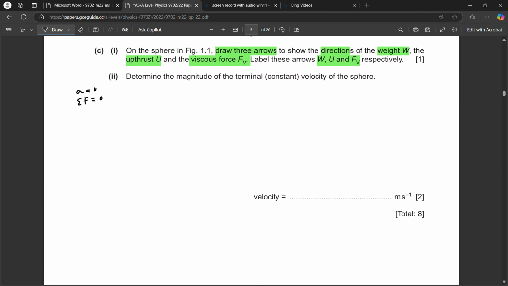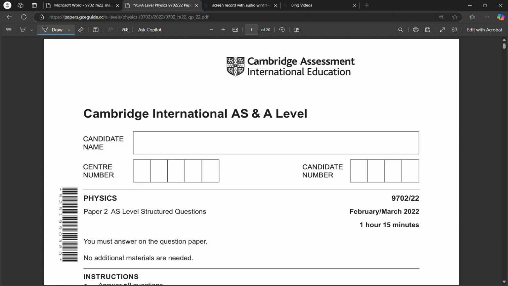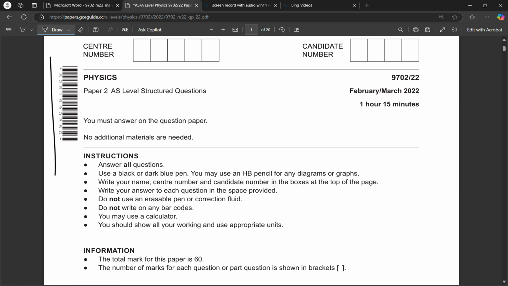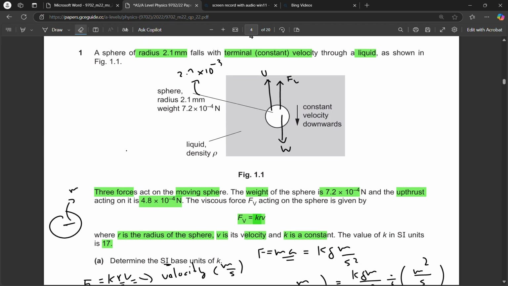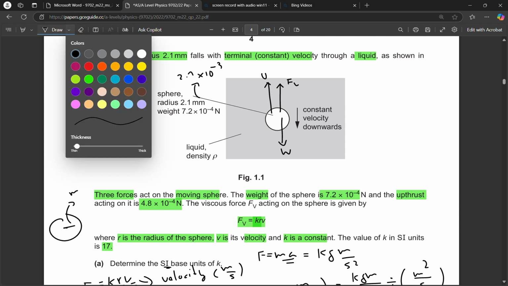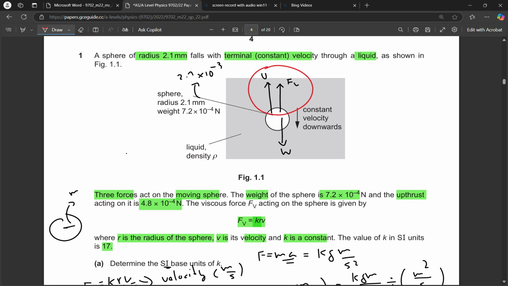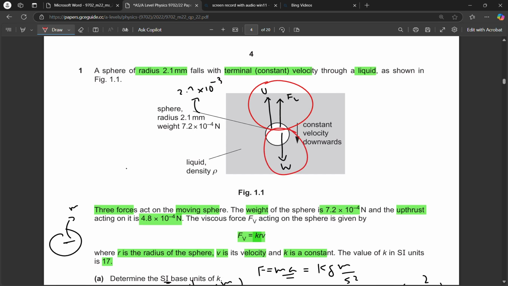Okay? So W, the weight, minus the viscous force plus the upthrust is going to be equal to 0. I'm going to say plus. Why? Because when arrows are in the same direction, you add them together. You see these 2 arrows right here? They are in the same direction, so they must be added together. W is in the opposite direction compared to both of them, so W must be subtracted from both U and FV.